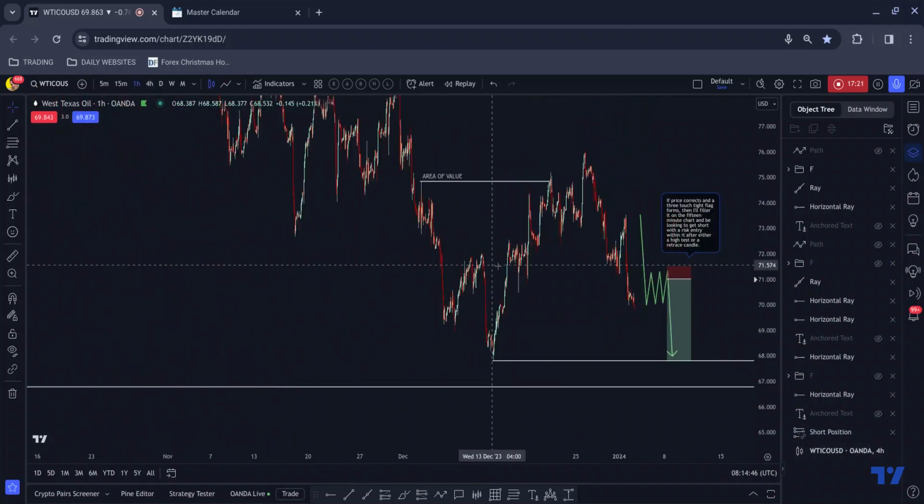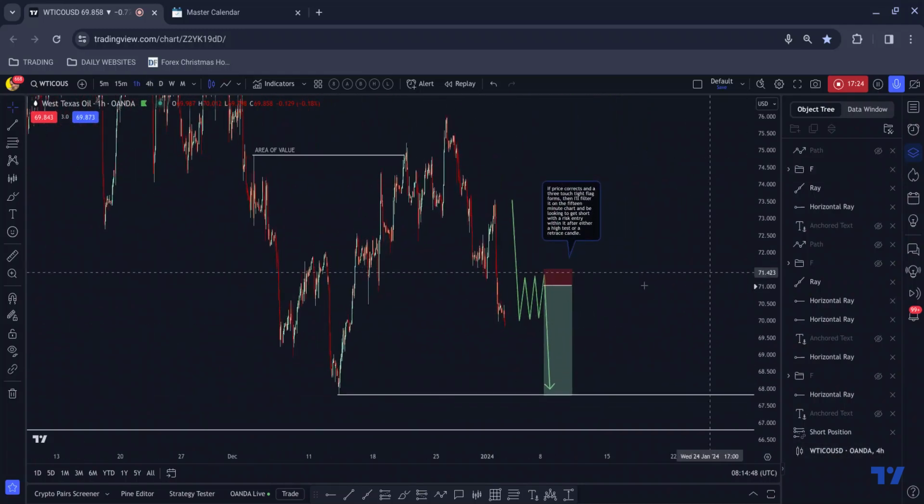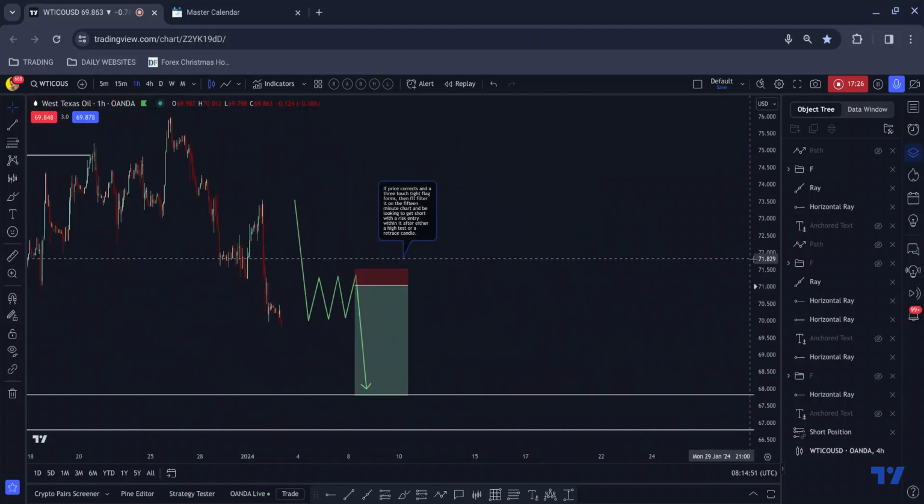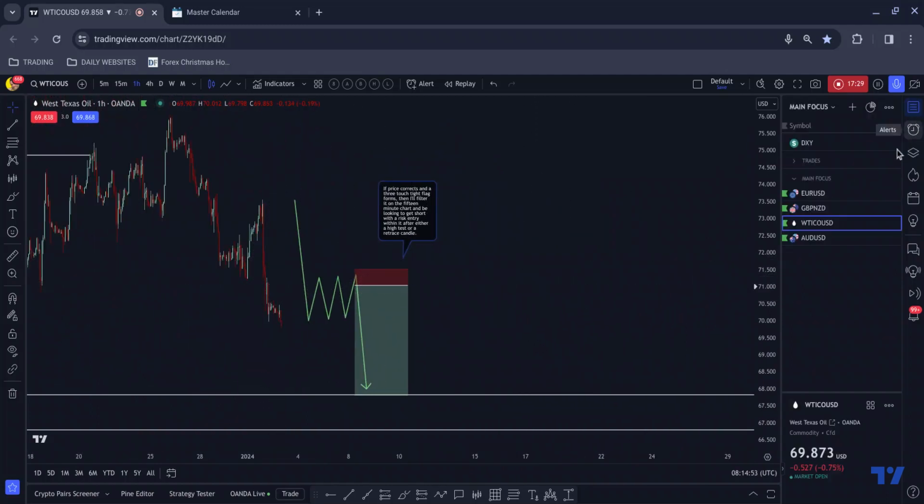Okay, so that is West Texas Oil. I have an alert set to see if we push up to what is a sharp hook point on the 15-minute chart, and if we do not, then I will not be looking to place a trade.